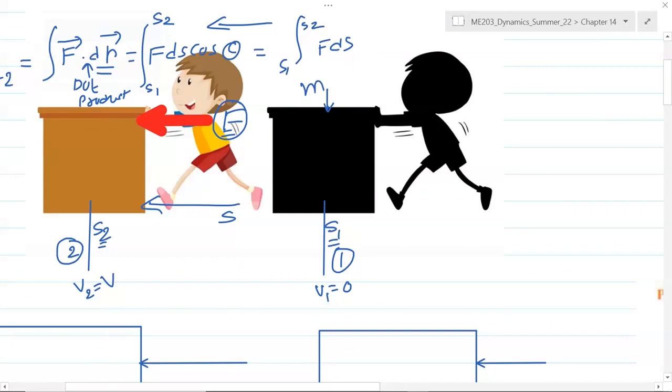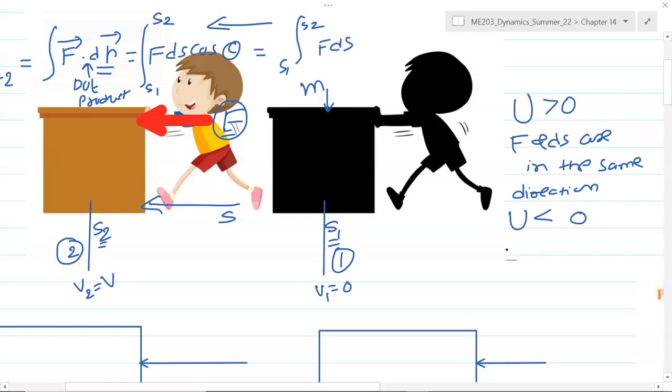So when a force is applied and as a result of that force, the particle experiences displacement, we can say that the force has done some work. Now, work done can be positive or negative. So work done U is positive if both F and ds are in the same direction. Work is negative if F and ds, that is force and displacement, are in the opposite direction.